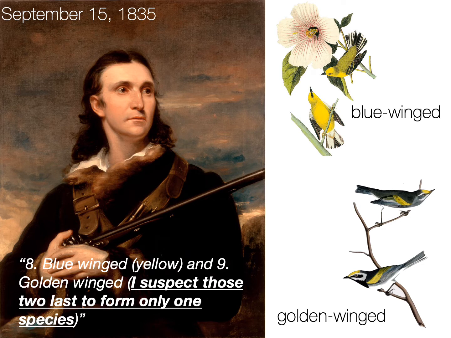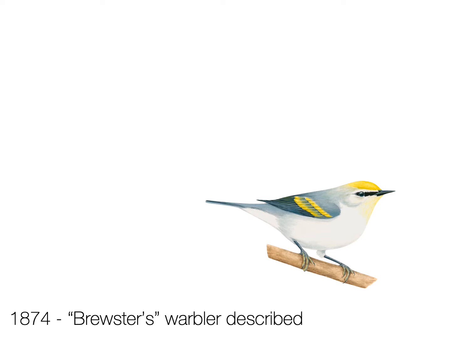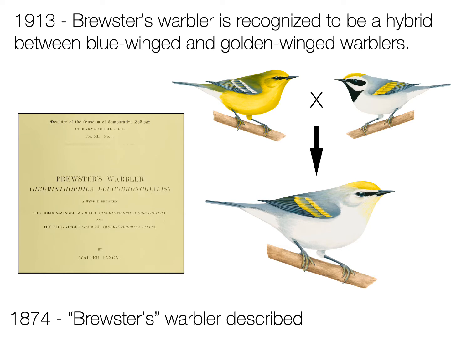So it wasn't until 1874 that the Brewster's warbler was described as its own species, and it wasn't until 1913 that anyone realized that Brewster's warblers were hybrid offspring of golden-winged and blue-winged warblers. So it's pretty interesting that Audubon had this suspicion well in advance of anyone knowing these birds hybridized. 76 years after he originally suggested blue-winged and golden-winged warblers were possibly the same species, this is when we figured out Brewster's warbler was a hybrid.